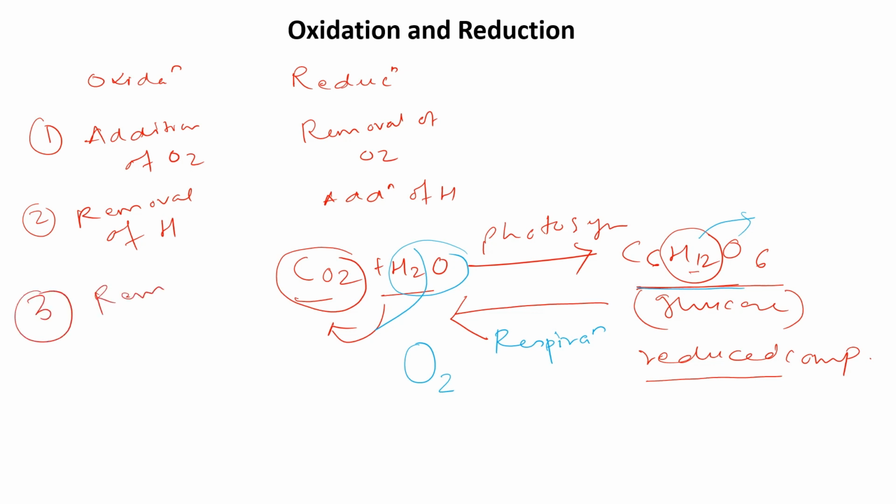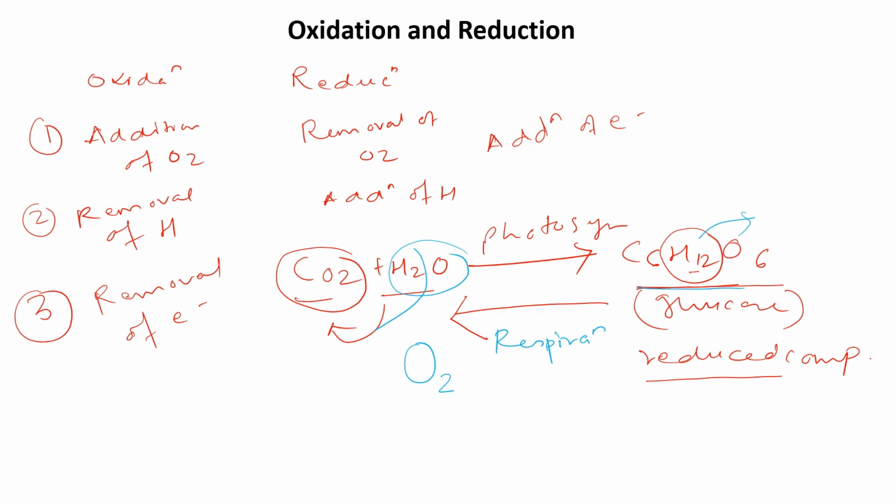Now, the third definition. Removal of electron is also oxidation. Similarly, addition of electron is reduction. So, for oxidation and reduction, addition of oxygen is oxidation, removal of oxygen is reduction. Removal of hydrogen is oxidation, addition of hydrogen is reduction. Removal of electron is also oxidation, and addition of electron is reduction. Clear? What is oxidation and what is reduction?